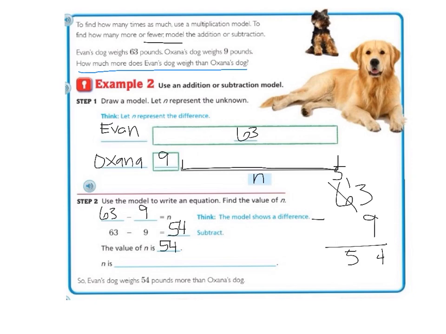So n is how much more Evan's dog weighs. And we know now, after subtracting, that Evan's dog weighs 54 more pounds than Oksana's dog. We will continue practicing this tomorrow in class.